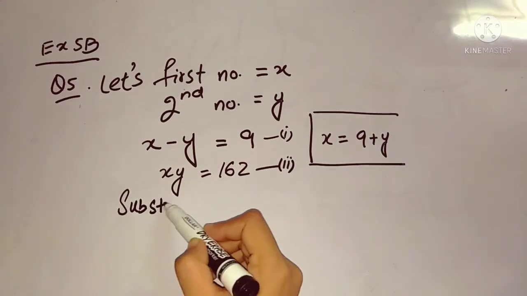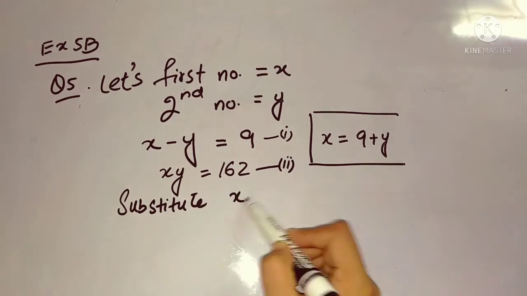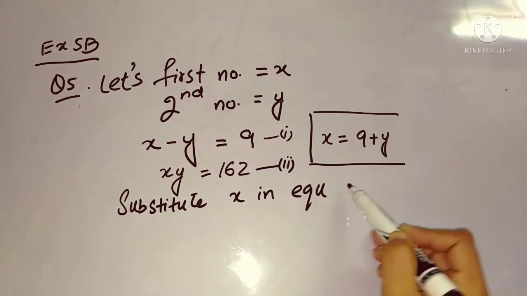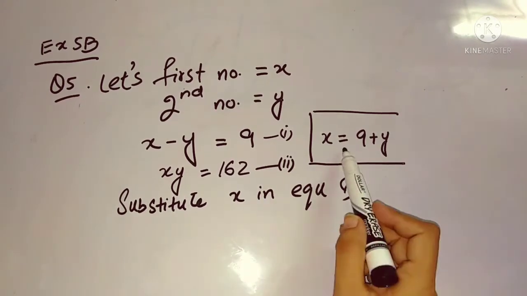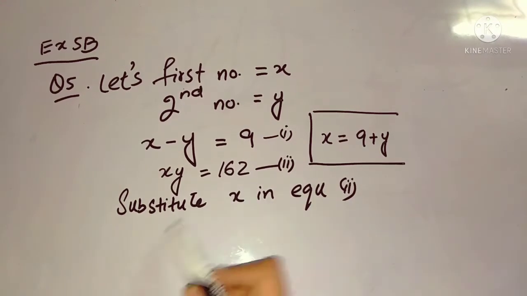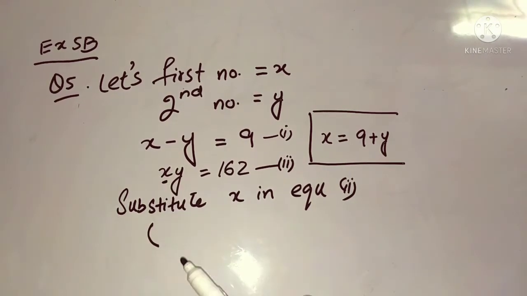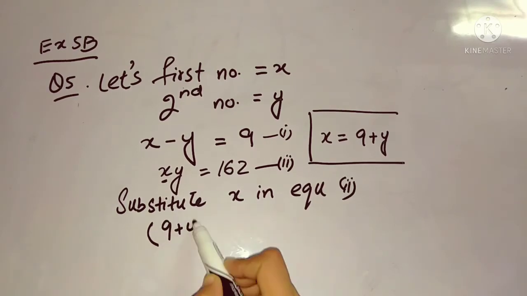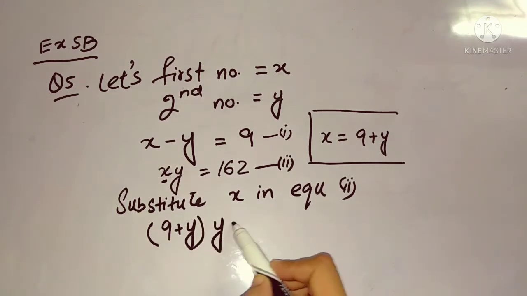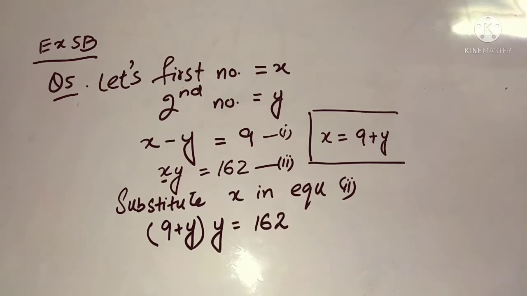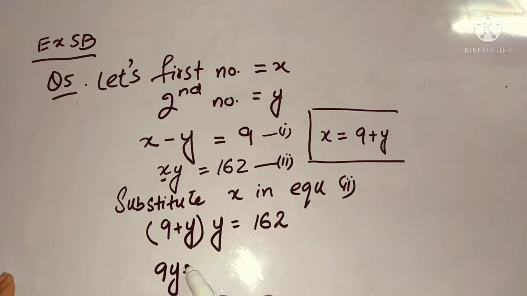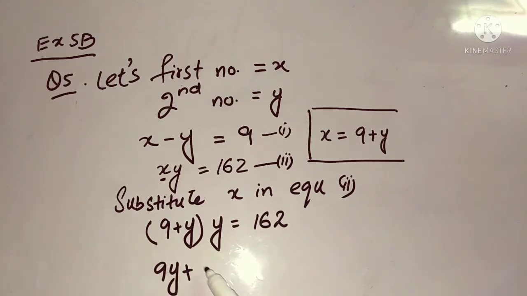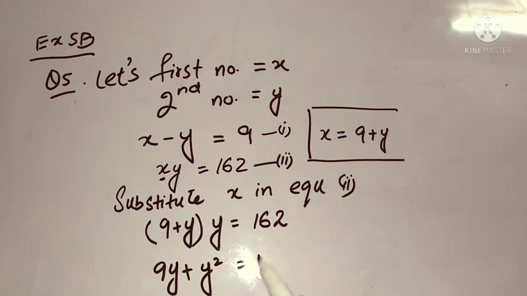So now you write down, substitute x in equation 2. We have found the value of x, which is 9 plus y. So in place of this x, I will write its value, 9 plus y, then write down this y, and it's equal to 162. Now we will multiply this y with these two terms. When you multiply 9 with y, you get 9y, and plus when you multiply y with y, you get y square is equal to 162.